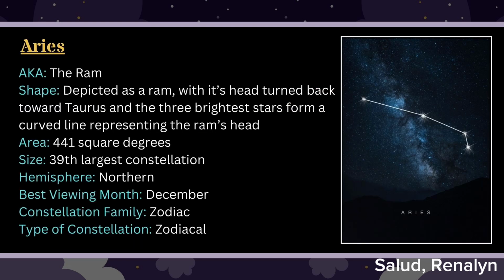First, we have Aries or the ram, depicted as a ram with its head turned back towards Taurus, and the three brightest stars form a curved line representing the ram's head, as what you can see in the illustration. So this is located in the northern celestial hemisphere between Pisces to the west and Taurus to the east. The name Aries is Latin for ram, and also this has an area of 441 square degrees with the size of 39th largest constellation, and its best viewing month is December. Constellation family, of course, zodiac, and the type of constellation is zodiacal.